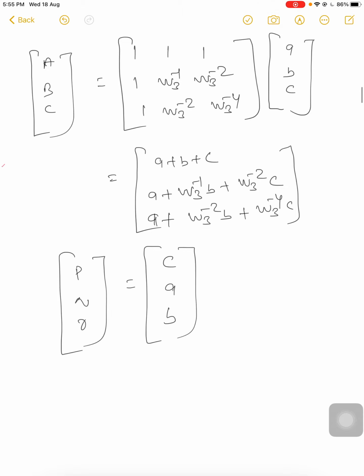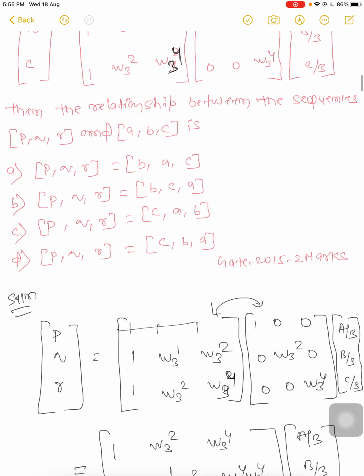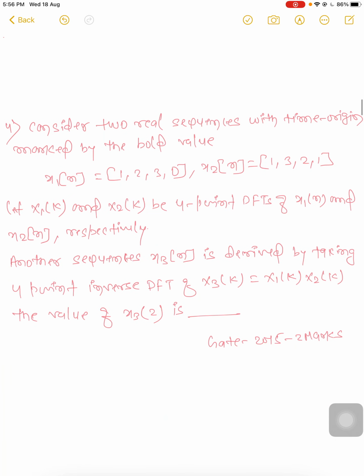Then put it and multiply it, you will get like this way, PQR is equal to CAB. So option C, CAB, will be the right answer. Now comes the next question.